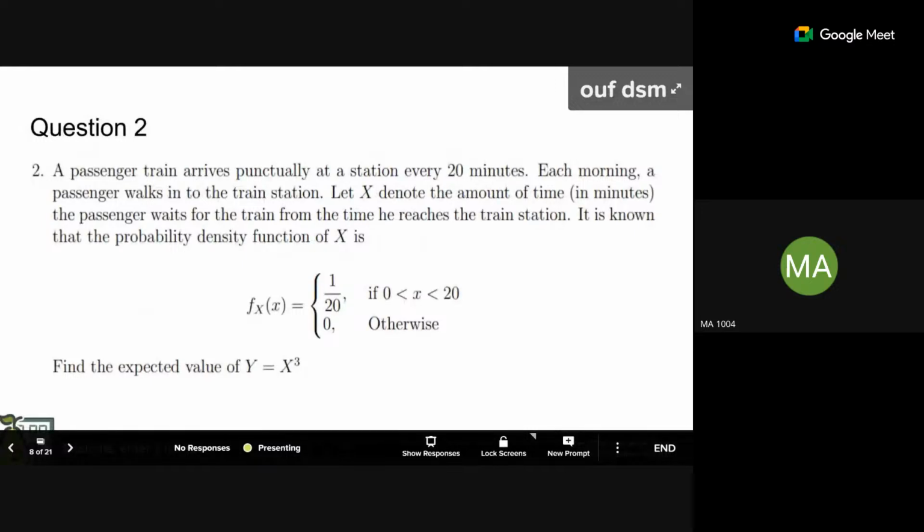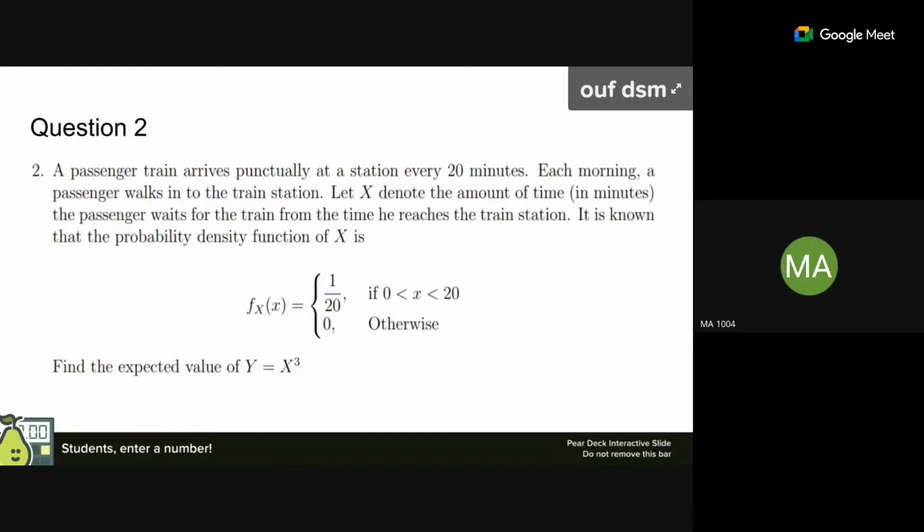So here is the question which says a passenger train arrives punctually at a station every 20 minutes. Each morning, a passenger walks into the train station. Let X denote the amount of time, in minutes, the passenger waits for the train from the time he reaches the station. It is known that the probability density function of X is f_X(x) = 1/20 for x lying between 0 and 20. Find the expected value of Y = X cubed.